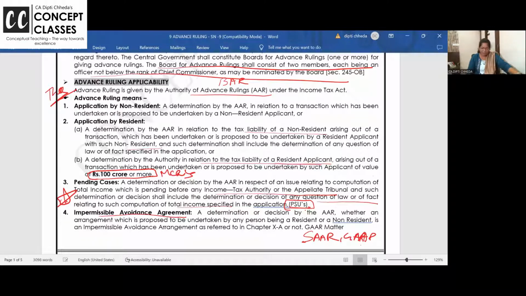Determination or decision by the AAR whether an arrangement proposed to be undertaken between a resident and a non-resident is an impermissible avoidance. Is this transaction impermissible, or has GAAR come into play? So like this, we are questioning the department: please help us out with an advance ruling. Frankly speaking, practically this is not popular. Popular are those hierarchies: Commissioner Appeals, ITAT, High Court, Supreme Court, 263 revision order, 264 revision order, all those.